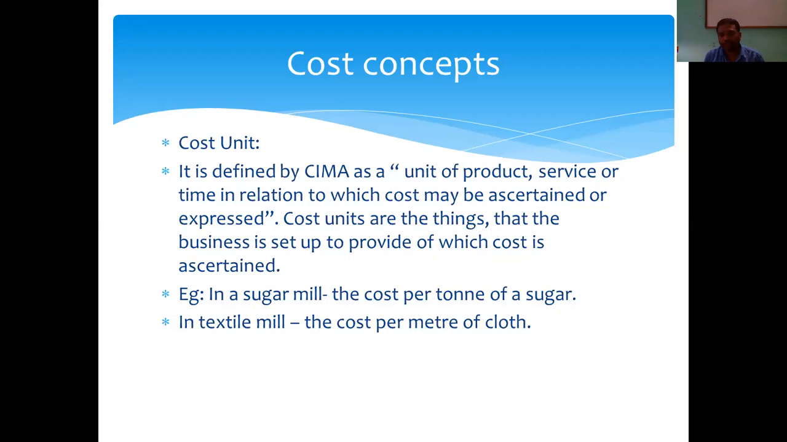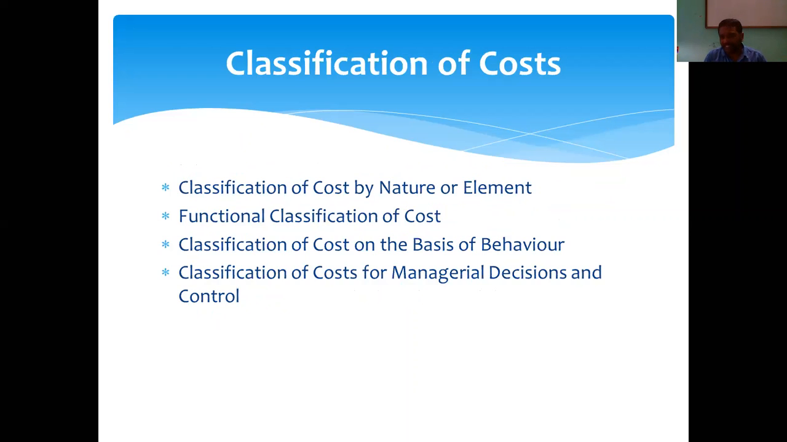They have to know the unit of measure for their cost unit. So the cost unit means a unit of a product or service. A sugar mill measures in tons of sugar. In a textile mill, it is cost per meter. Like that, they are taking the cost unit. And the classification of cost is by nature, function, behavior, and managerial decisions. There are different classifications of costs.